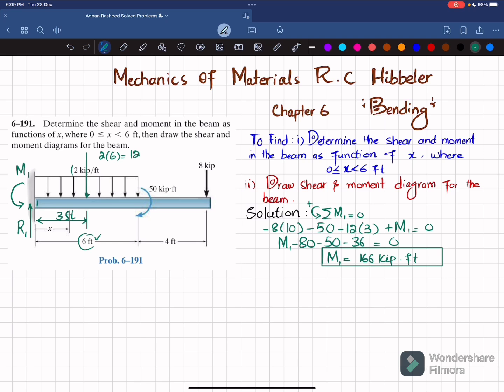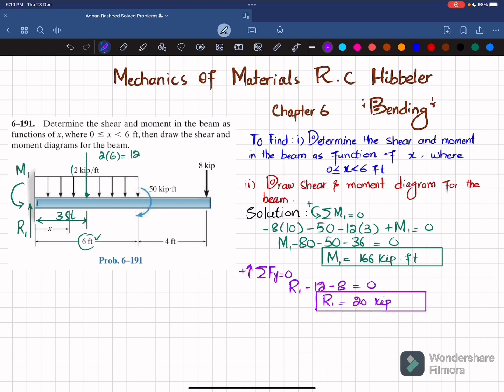Now we'll find this R1 by using the equation of equilibrium, that the sum of all forces along y direction must be equal to 0, with upward forces taken as positive. So R1 is upward, 12 is downward, that will be minus, and minus 8, their sum must be equal to 0. So R1 minus 12 minus 8 is equal to 0. It means that R1 is equal to 20 kips. Now you have R1 and moment M1.